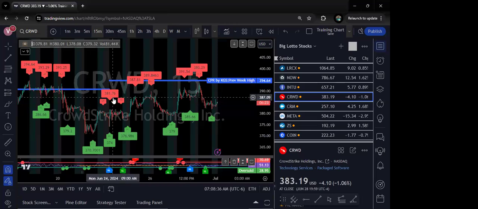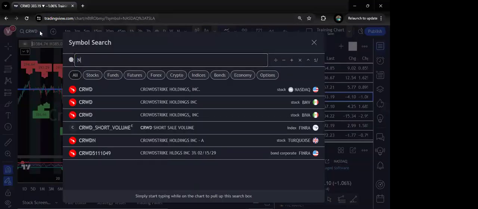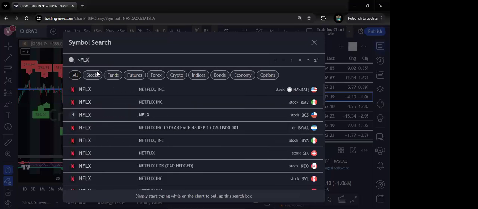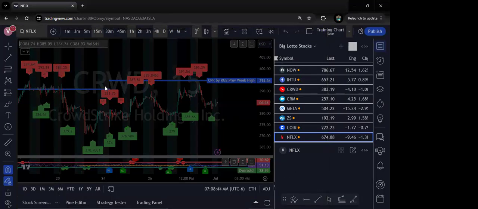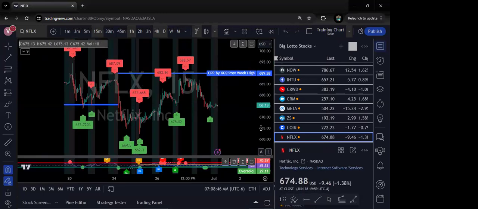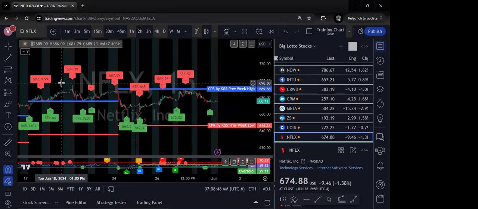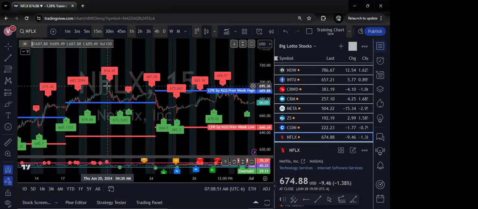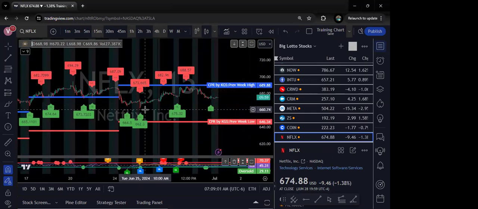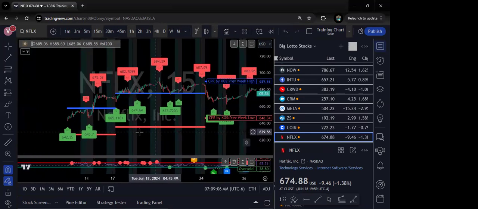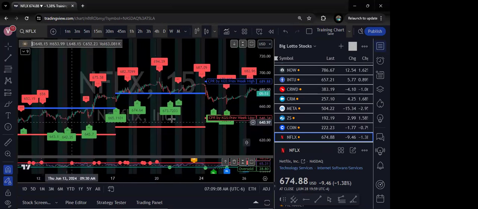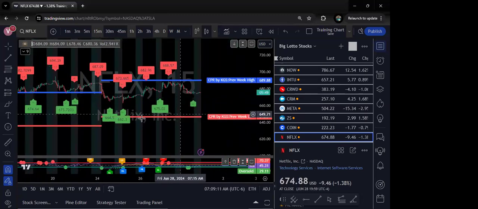That's our CRWD. Our Netflix is there. We still have not hit 700. So we have 694. You're going two weeks back: 694 or 662. So break it. Where did it come from? You're looking at this 642. So that's what you're watching for.